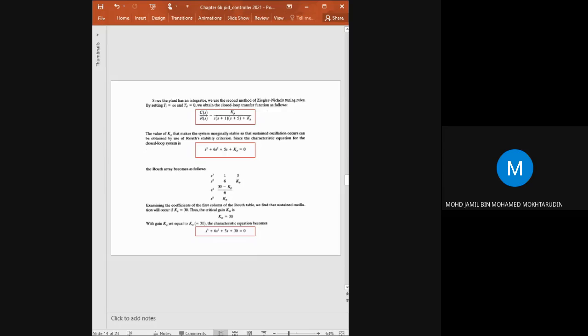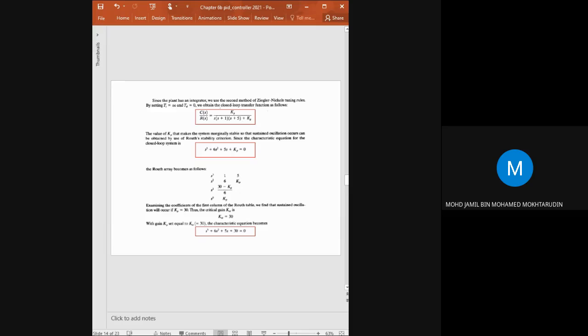The value of Kp that makes the system marginally stable, or sustained oscillation, can be obtained using the Routh-Hurwitz criteria. You need to use the Routh-Hurwitz table. So we take the denominator and expand it: S cubed plus 6S squared plus 5S plus Kp equals 0. Then arrange in a Routh table, starting from S3 and then S2, alternating 1, 6, 5 and Kp. Then determine S1 and S0.